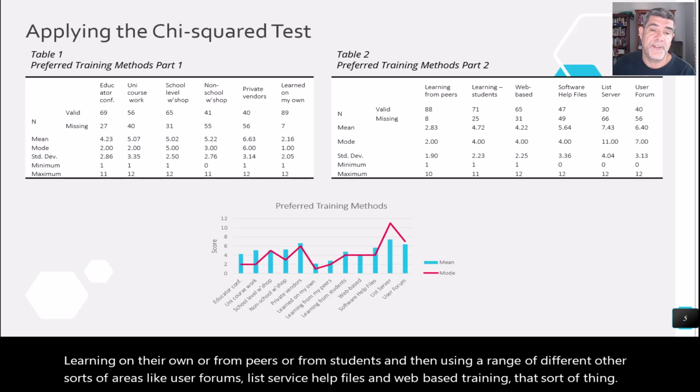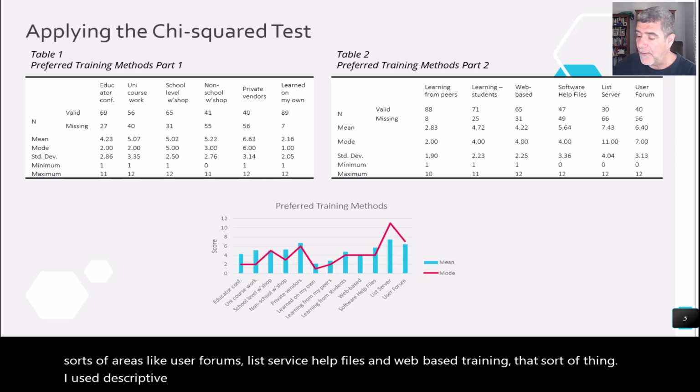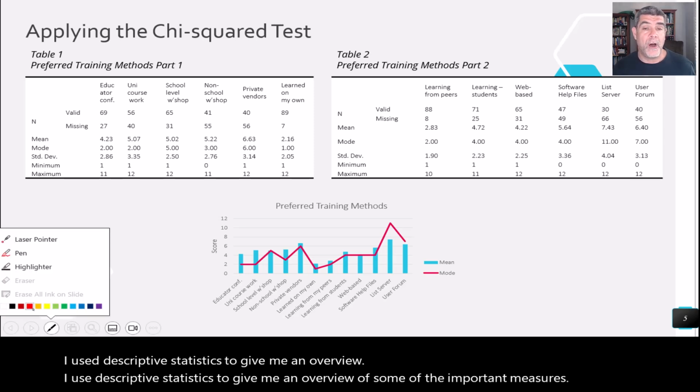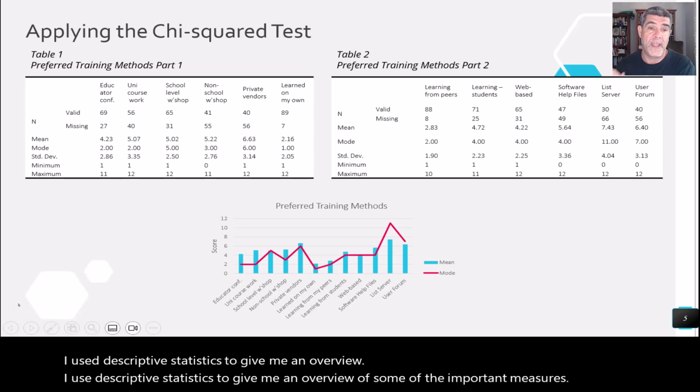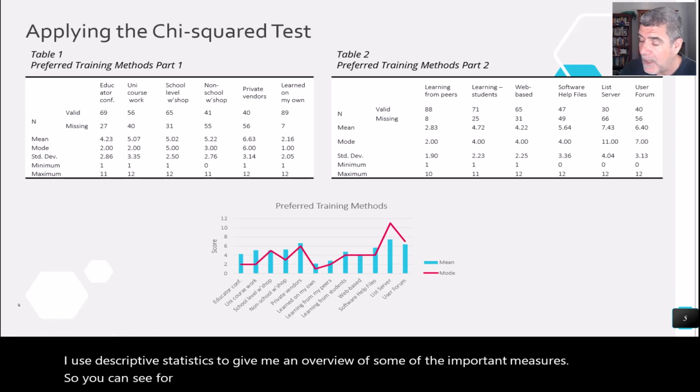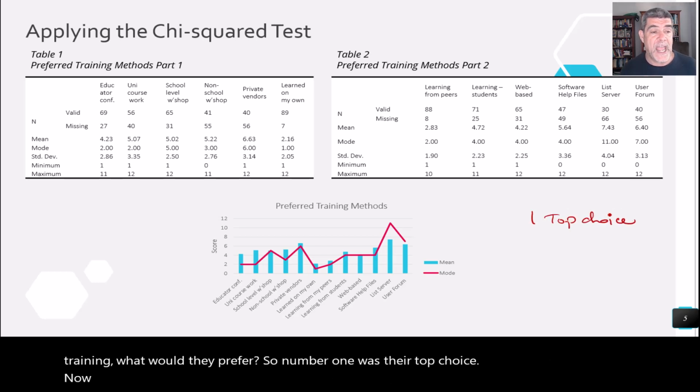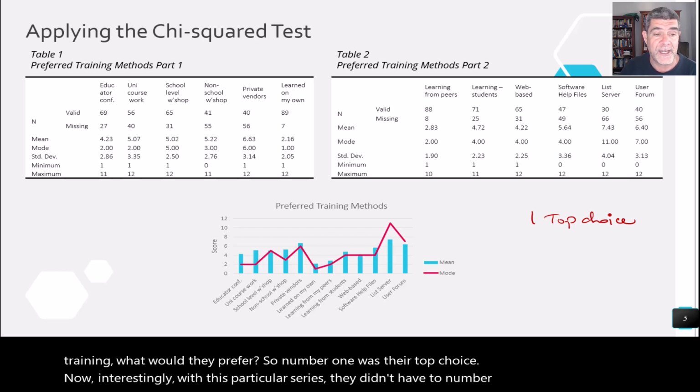I used descriptive statistics to give me an overview of some of the important measures. One other important thing about this is that all of the respondents had to rank each of these in an order of their preferred way of learning. So if they were going to do some training, what would they prefer? So number one was their top choice. Now, interestingly, with this particular series, they didn't have to number all the way to 12, although you can see for a lot of the categories they do go to 12.